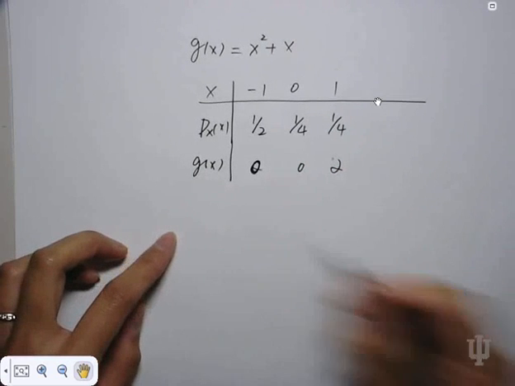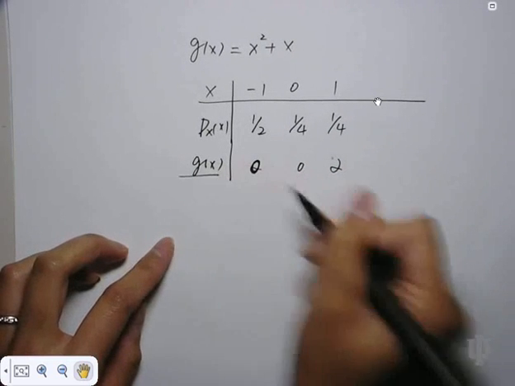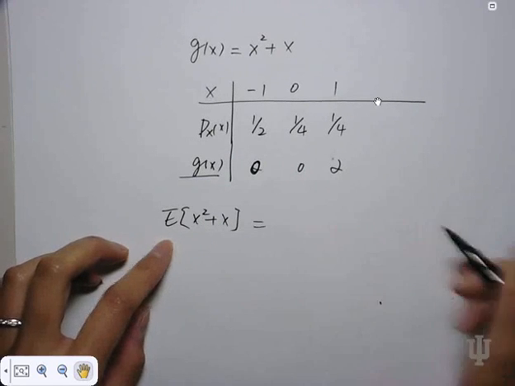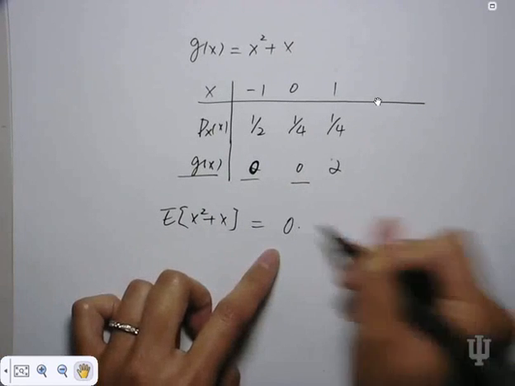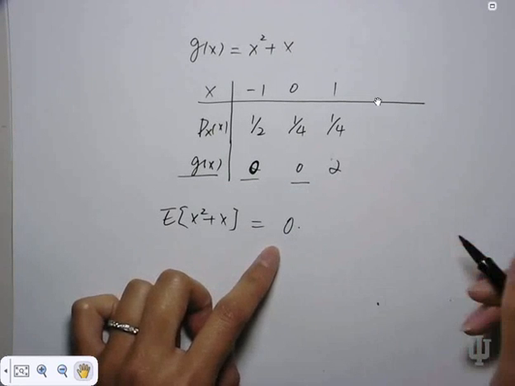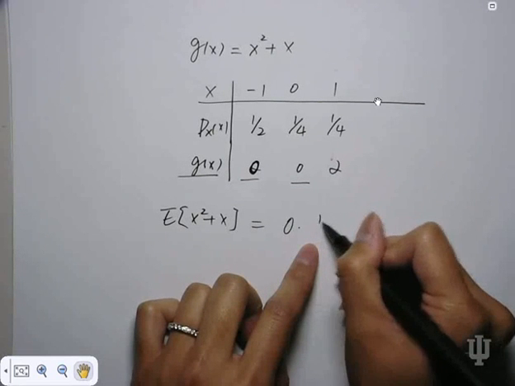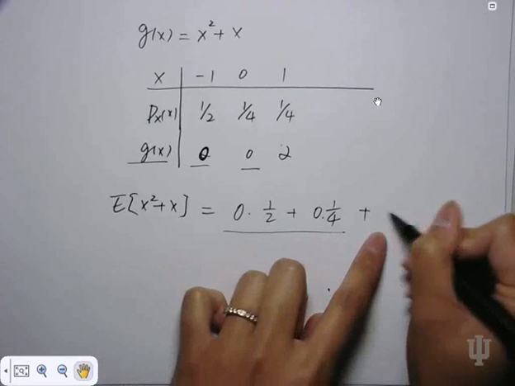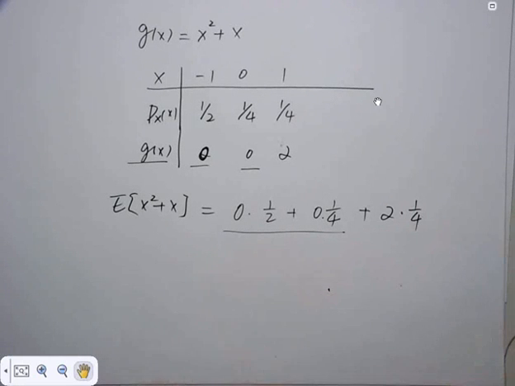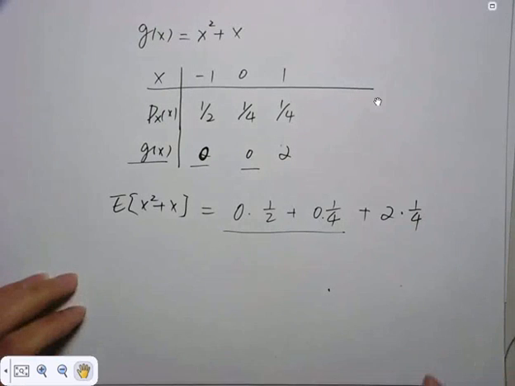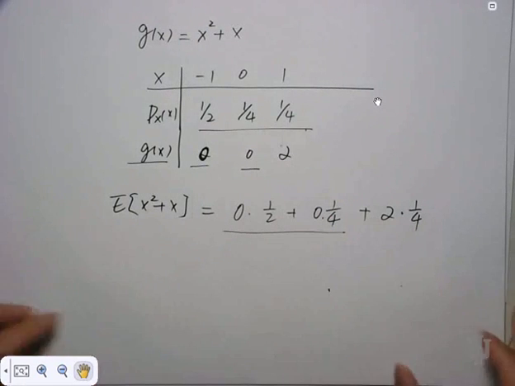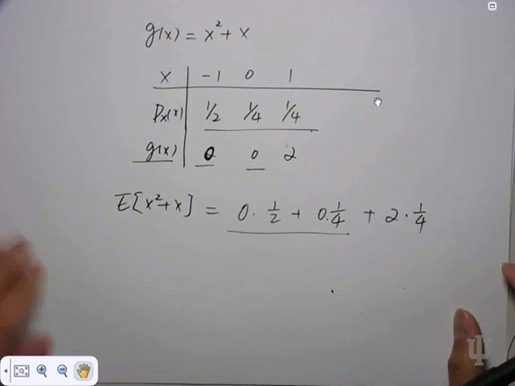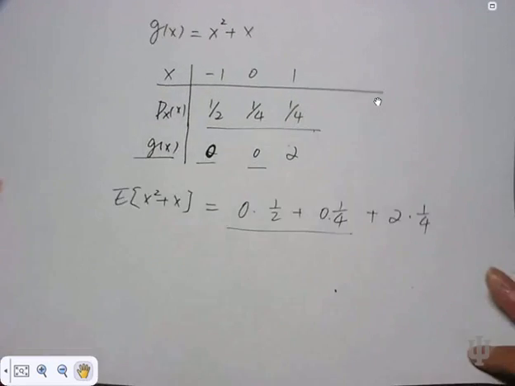Okay. So what's the expected value of those? 0 times 1/2 and 0 times 1/4 plus 2 times 1/4. This value. You can have all kinds of probability for the simple x, right? Okay.